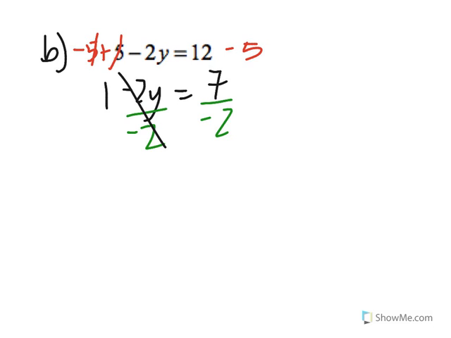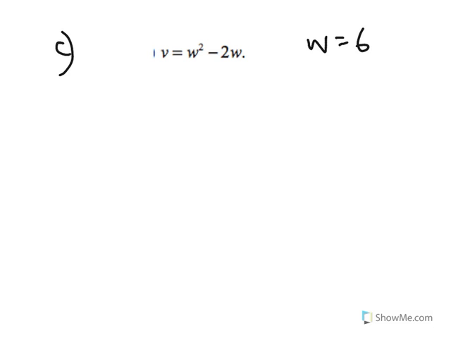These two and these two cancel to give me 1. So 1y, or y, is equal to negative 3.5, because 7 divided by 2 is negative 3.5.